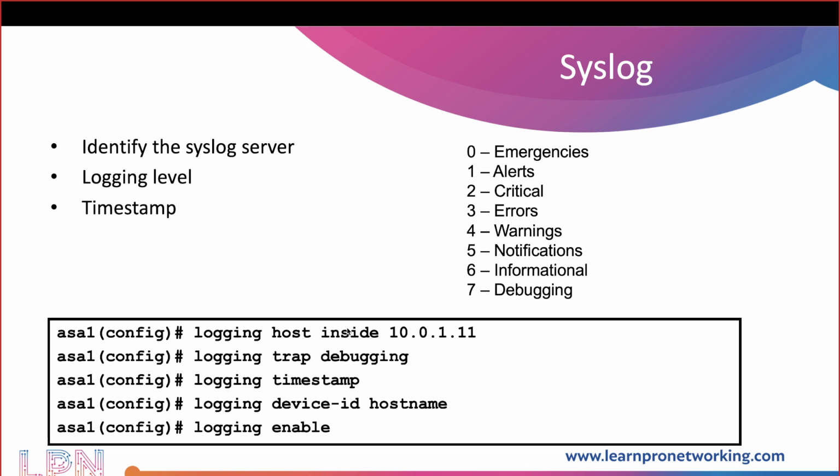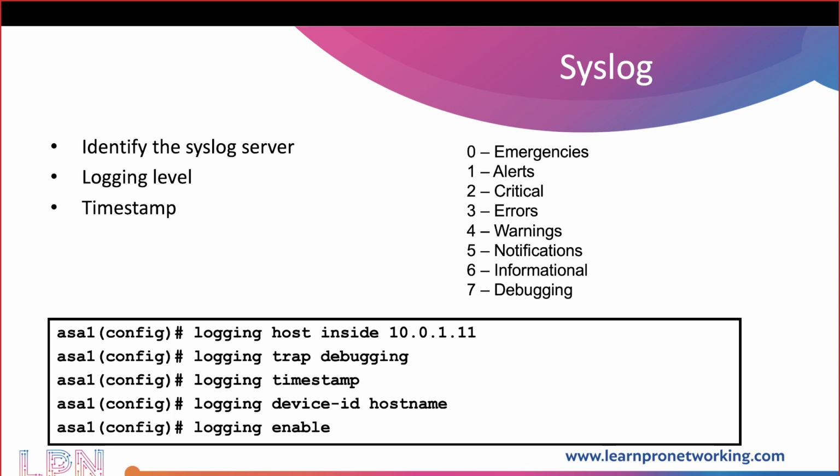What is that inside? It's the name from the nameif command we were using to name an interface, right? So inside, outside, DMZ, you can give any name. What we are trying to say is this server is reachable via an interface which has been named inside. Okay. And then what is the level of logging that needs to be sent to this log server?